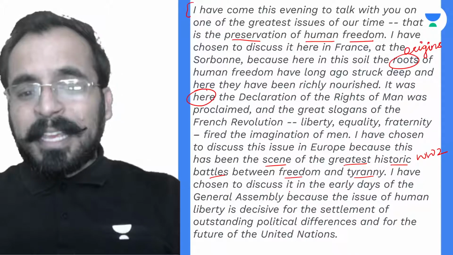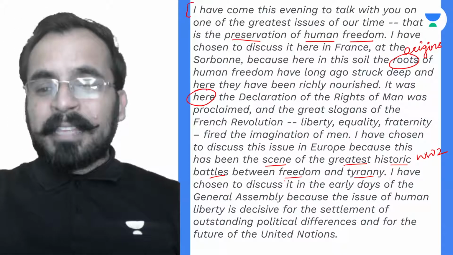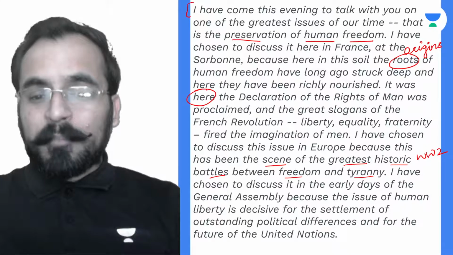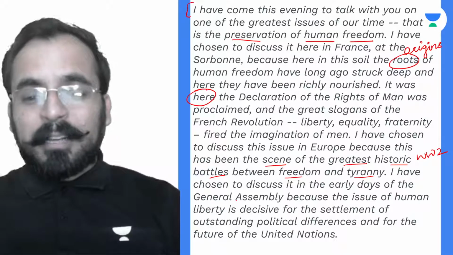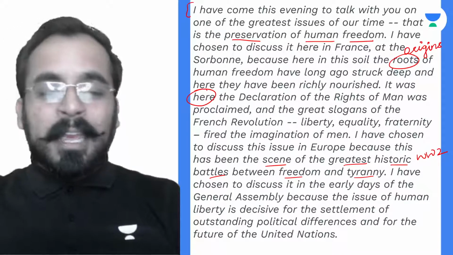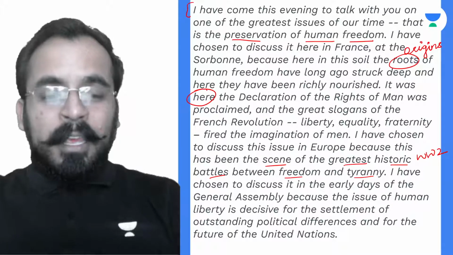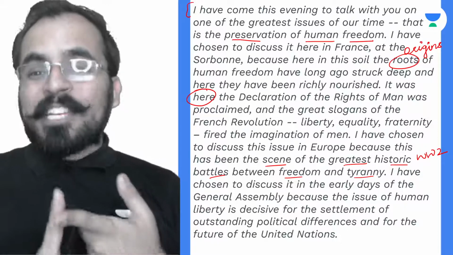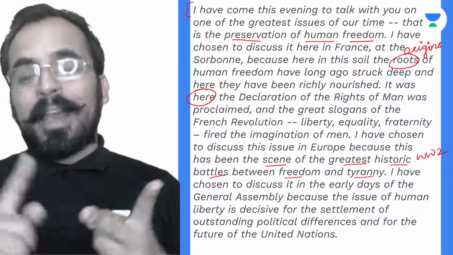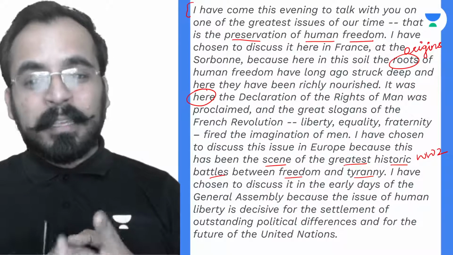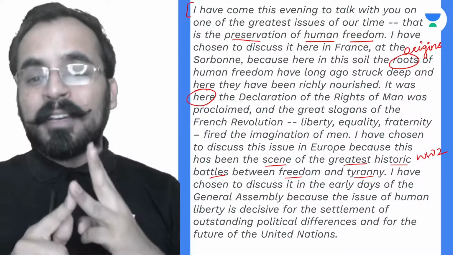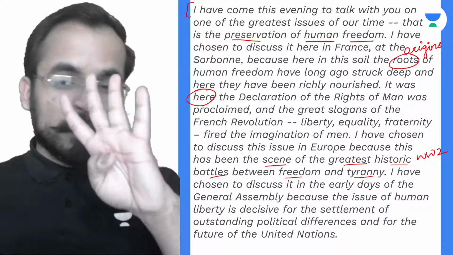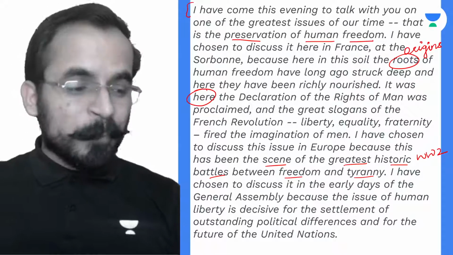Alright. So she says, I have chosen to discuss it in the early days of the General Assembly because the issue of human liberty is decisive for settlement of outstanding political differences and for the future of the United Nations. Now in this paragraph, she is telling you the reasons. Why is she delivering the speech? Secondly, why is she delivering the speech in France only? Thirdly, why has she chosen to discuss this issue in Europe, and why only this time? So this part of the speech addresses 4 questions.